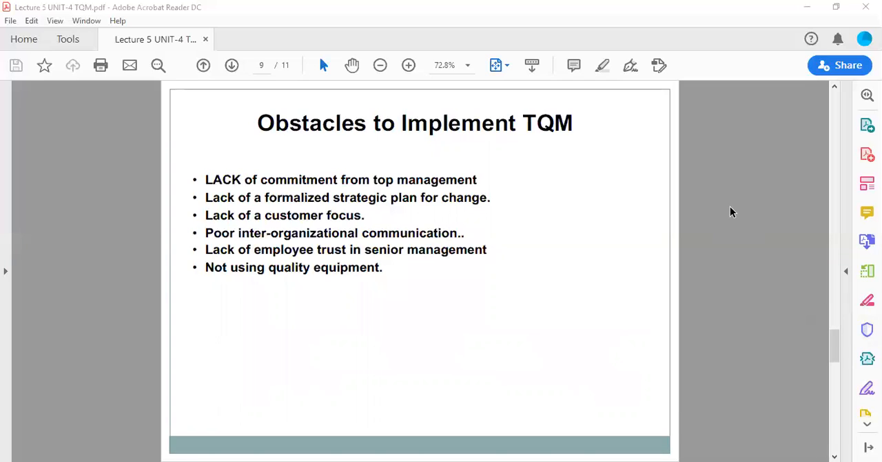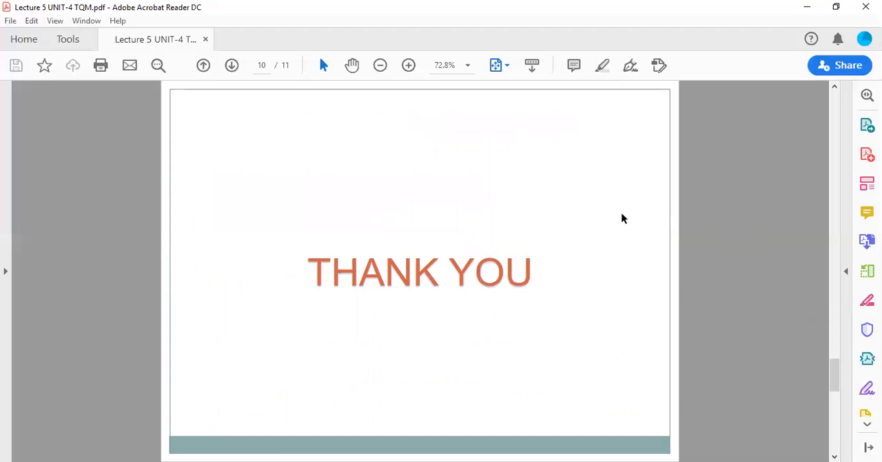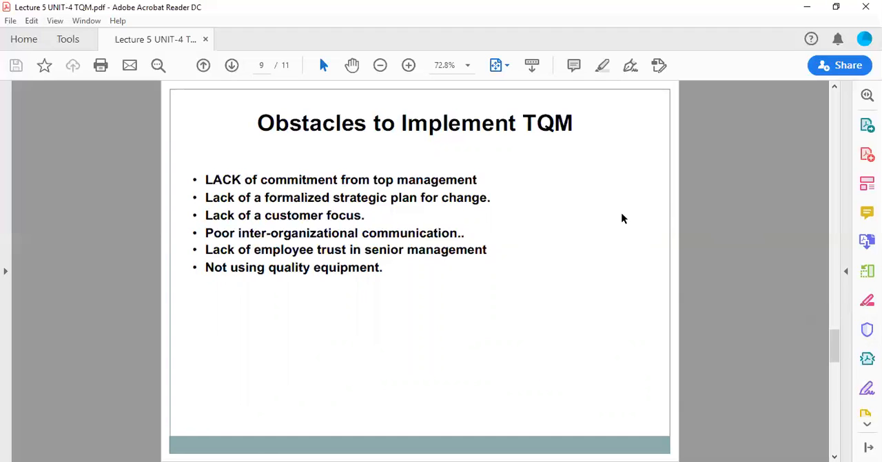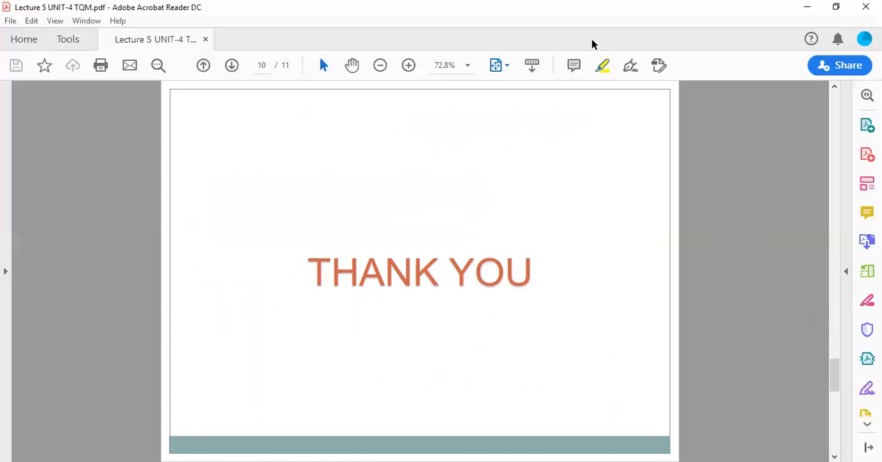If there is a failure of trust between the senior and the junior employee, then there will be an obstacle to implementing TQM. And last, if you are not using quality equipment, then what is your problem? Your problem is that you lack quality. So from this we understand that TQM can be applicable to all parts of the organization. If it fails, then there is a gap between the expectation and the perception of the product.